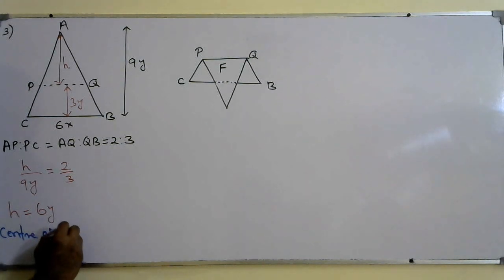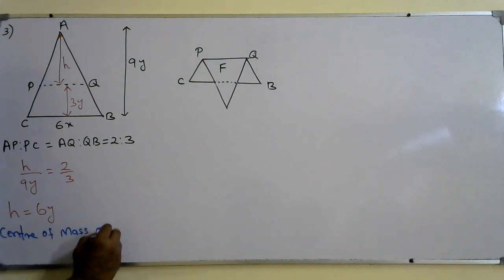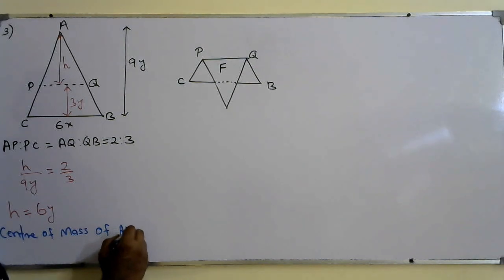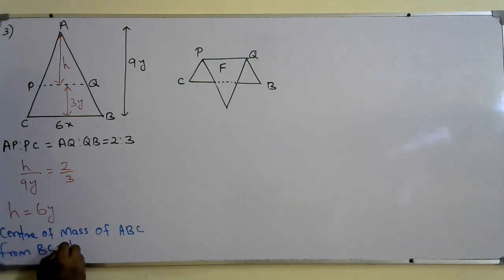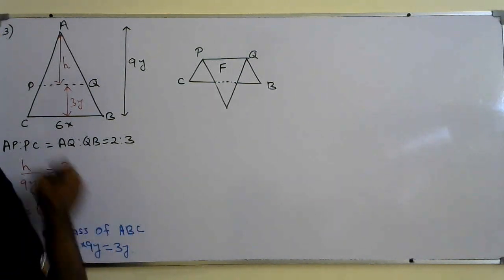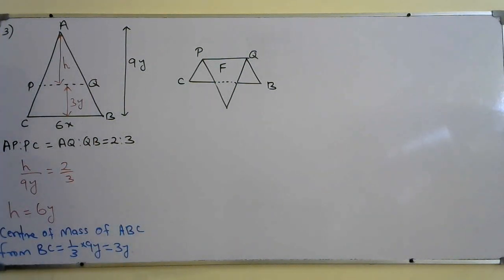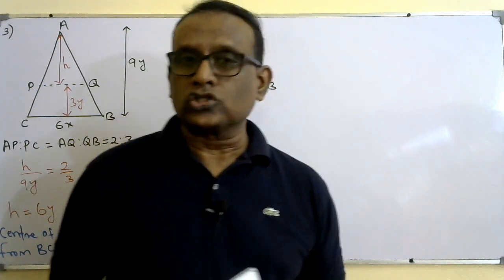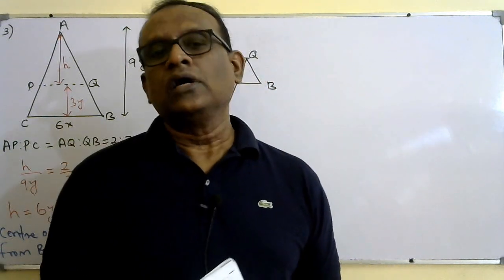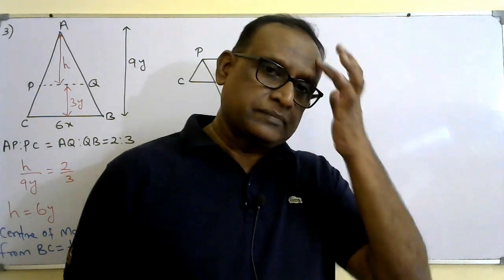Center of mass of ABC from BC equals 1/3 of 9y, equal to 3y. So it will be at PQ. Okay, so we can find it like this. I explained this clearly when I discussed the October 2022 M2 paper, in the first question.